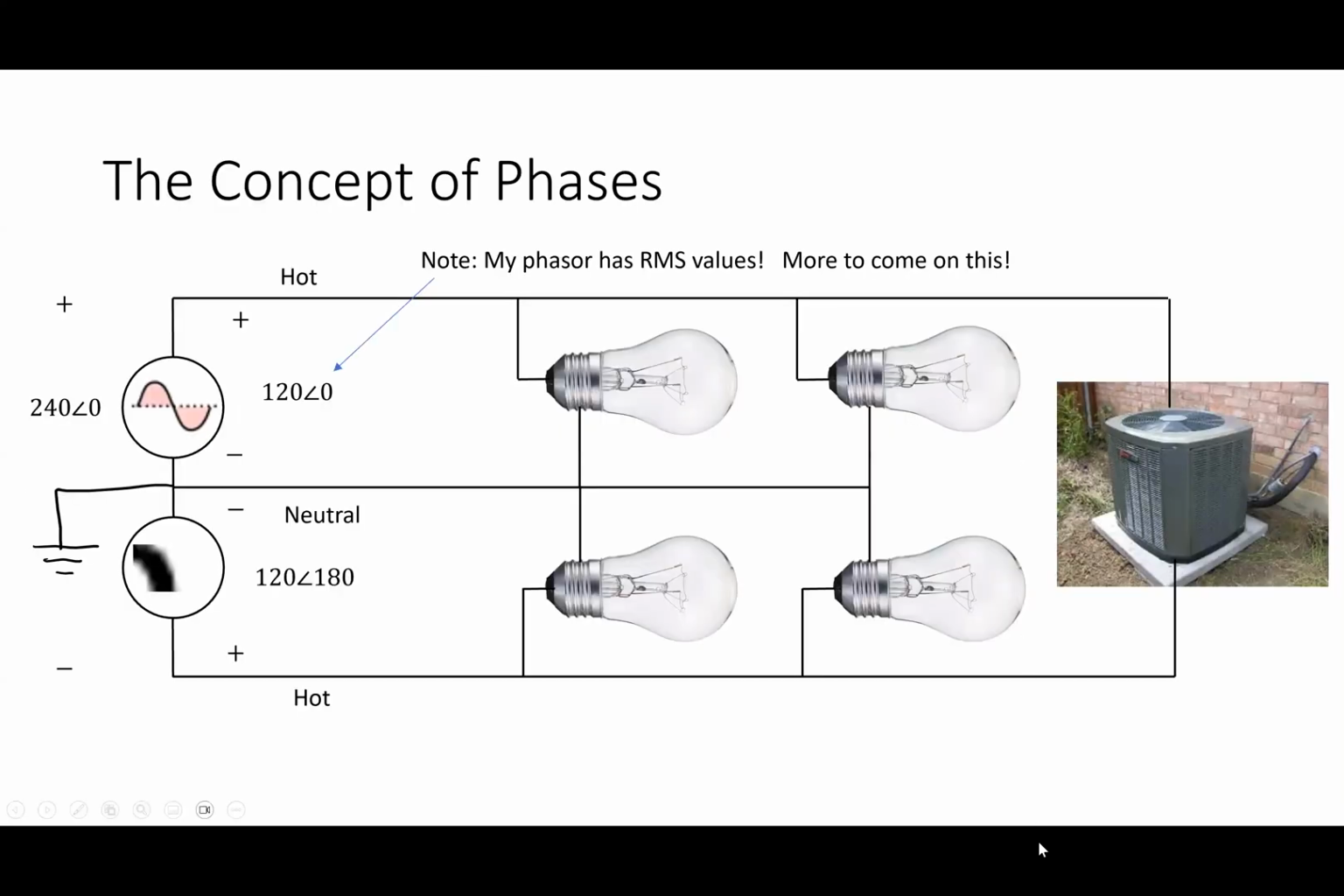All right. So what we actually get in a house is 240 volts. And your house is wired kind of like this. This is kind of a weird one-line diagram, but this is sort of what it would look like.